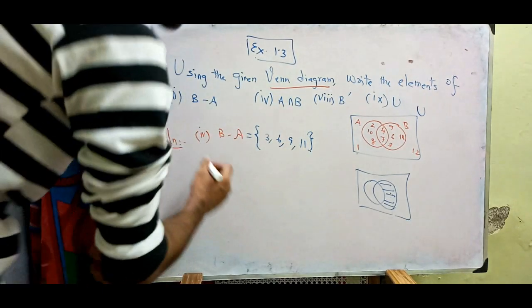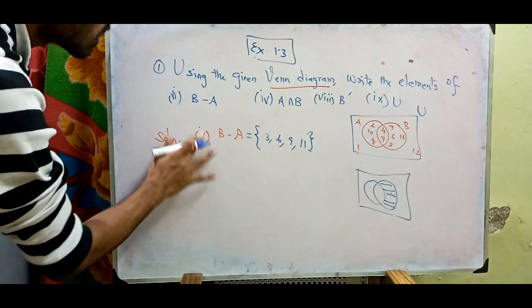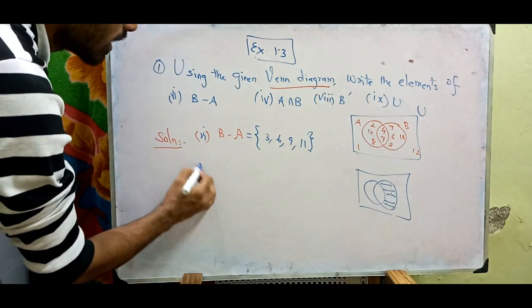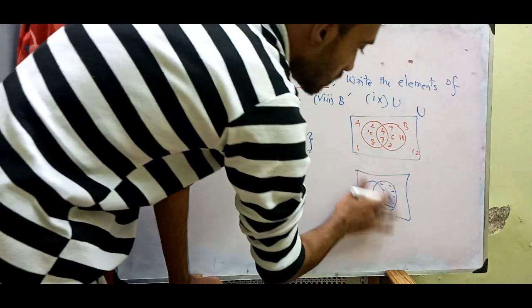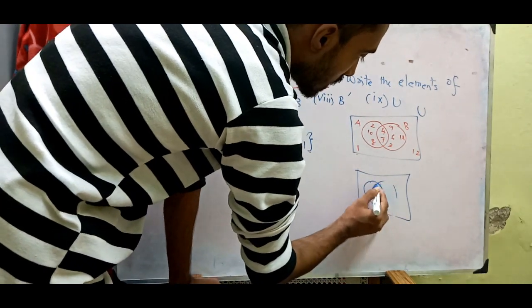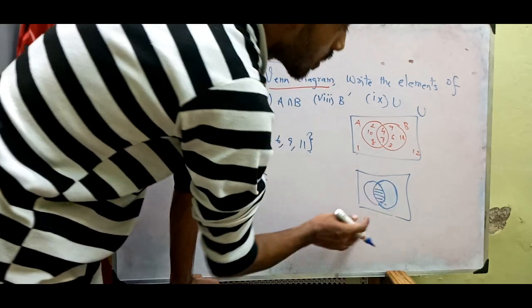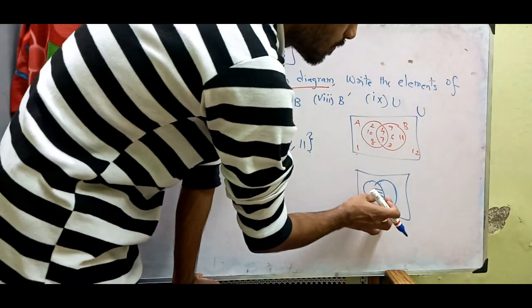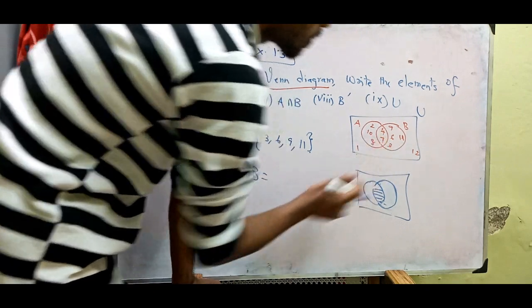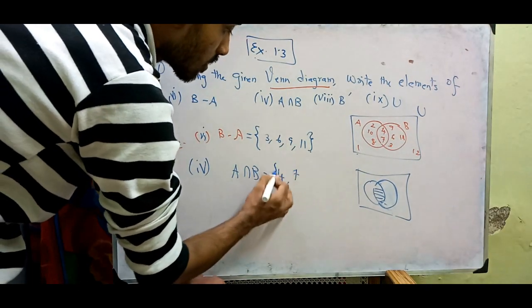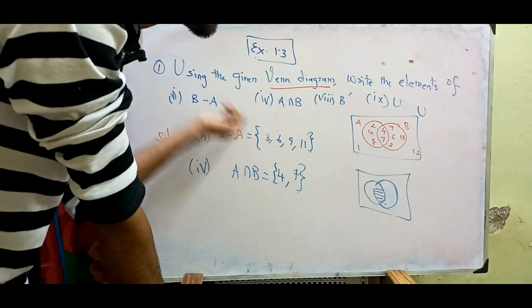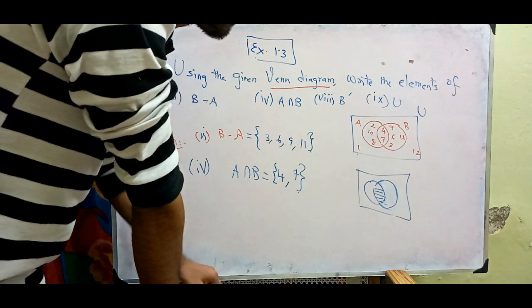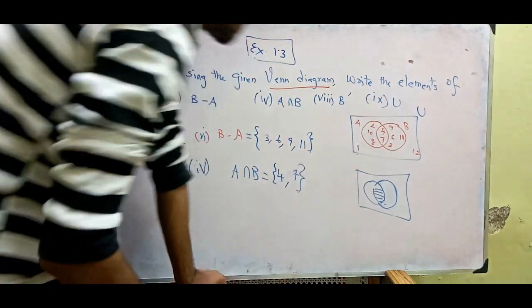Okay, so what is A intersection B? Sorry, this one is the sixth one, right? And the fourth one is A intersection B. Only the connected part of A and B. What is the connected part of A and B? 4 and 7, right? You have to remember all those diagrams which I have discussed before.